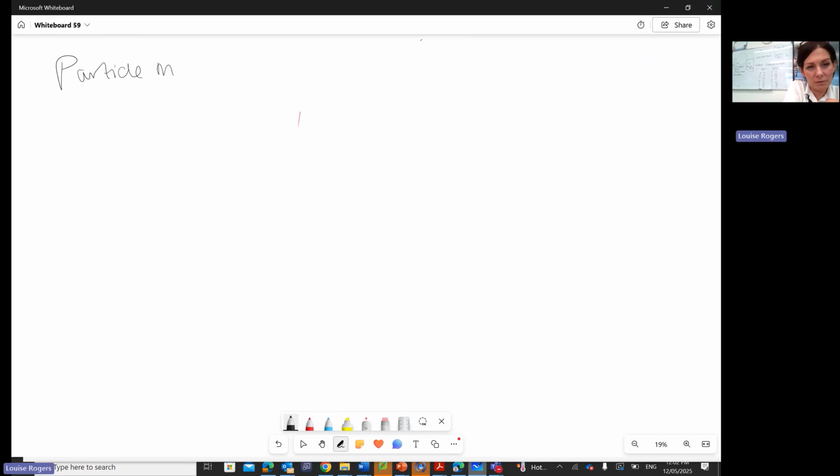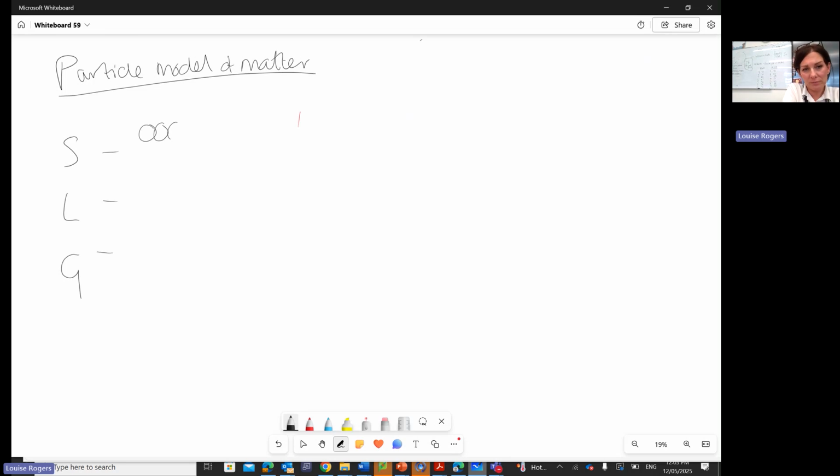Particle model of matter. Okay, first thing is solids, liquids, and gases. You need to be able to describe them properly. So a solid, liquid, gas. This is easy, right? But actually describing them is very finicky. You need to make sure you use the right language.